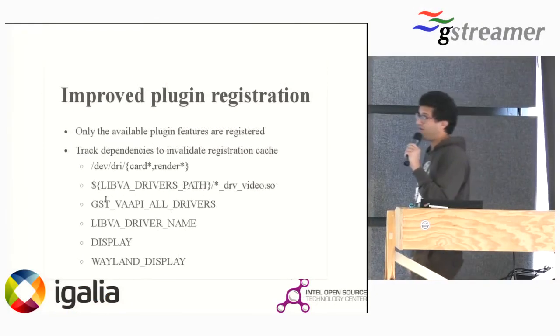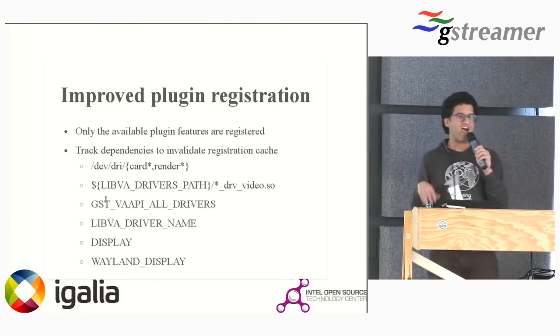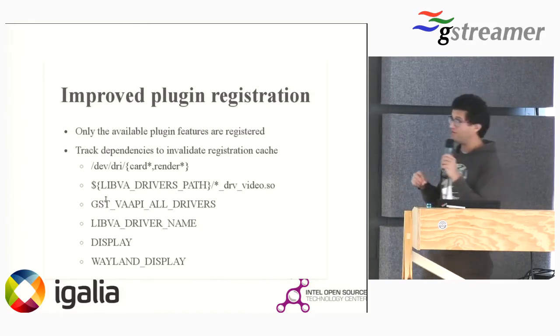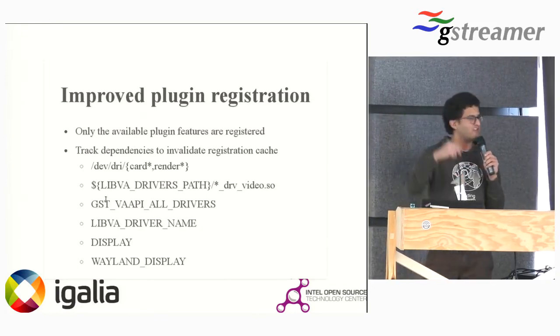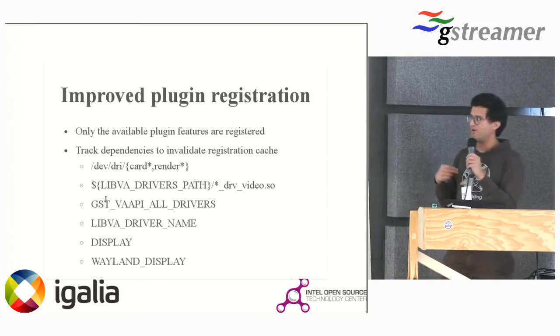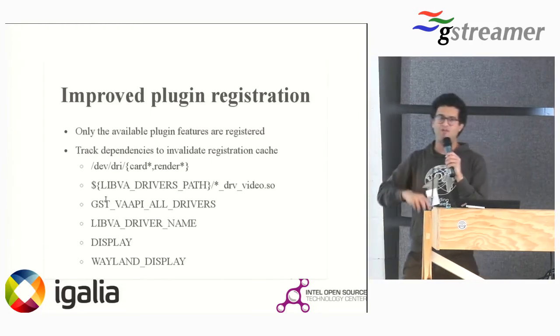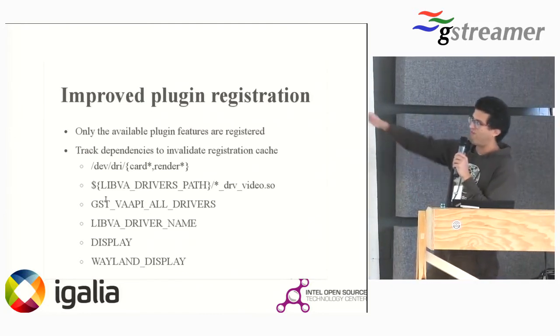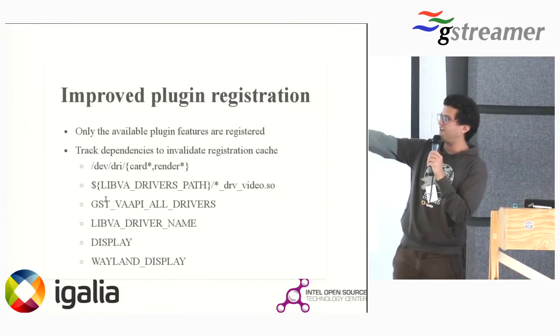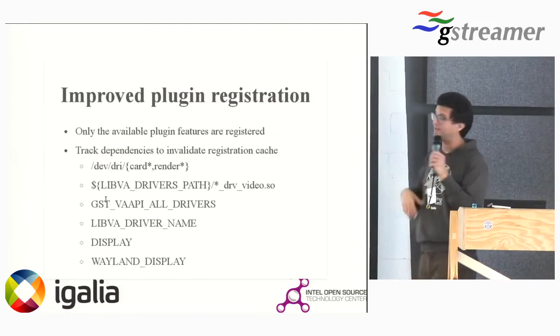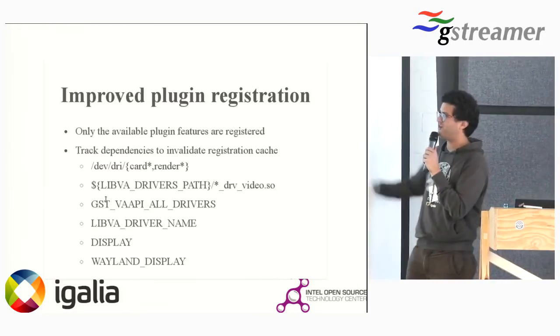We have improved the plugin registration a lot, because in the past we always registered all the plugins. Now we query the driver for what it supports, and register only those encoders and decoders. In order to do that, we have to track the dependencies. The user can change or update the driver, or change even the hardware or the display. So we have to track this information in order to know if we have to invalidate the registry cache or not. Basically, if the nodes in the /dev devices change their creation date, which happens every time you reboot your computer, if the driver shared object changes, or if these environment variables change, the cache is invalidated and registered again, and the available elements are queried again.